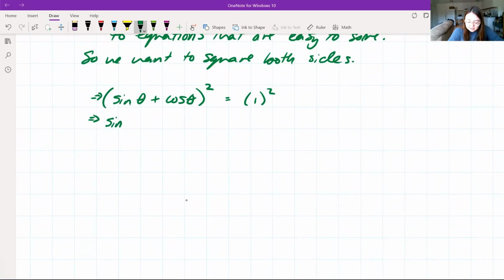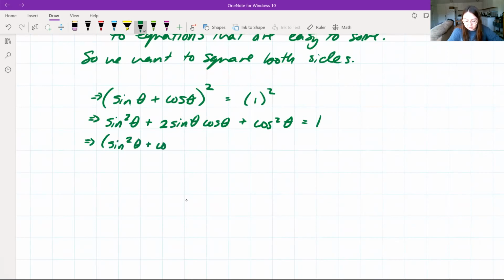This will end up giving us sine squared of theta plus 2 times sine of theta cosine theta plus cosine squared of theta, and this is all equal to 1. Then we just want to rewrite our equation a little bit. We're going to put in parentheses our sine squared theta plus cosine squared theta. And then on the outside now we have 2 sine of theta times cosine of theta, which is equal to 1.